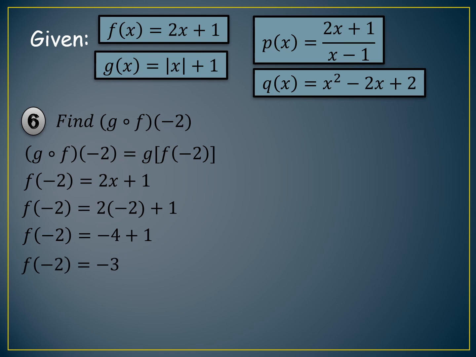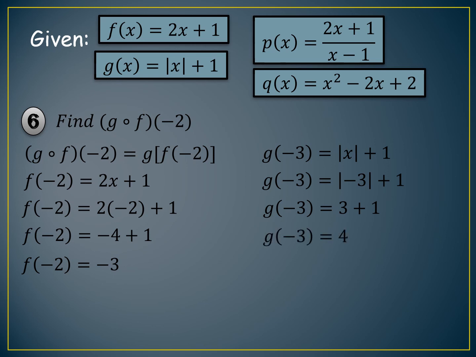So, negative 3 is now what you will put in the x of g. Okay, so what is g? The absolute value of x plus 1. So, since what you got is negative 3, that is what you put in the x. So, it becomes the absolute value of negative 3 plus 1. So, since it is an absolute value, it means it becomes positive. So, positive 3 plus 1 is equal to positive 4. So the final answer is positive 4.